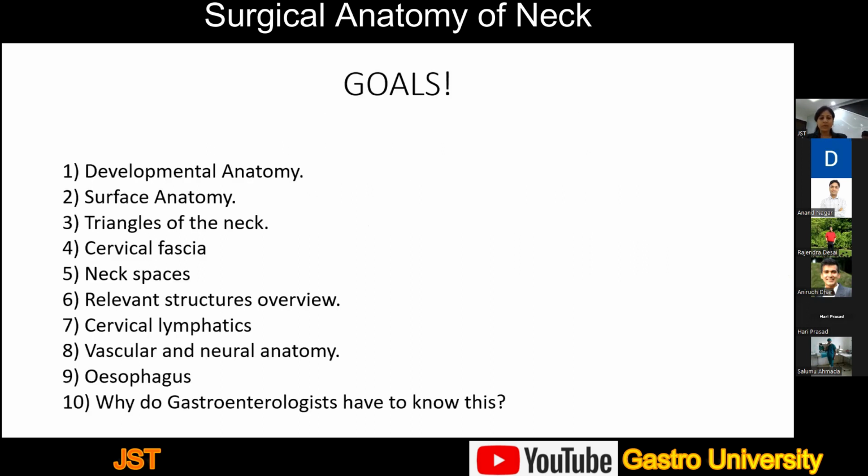Very quickly, what are we going to do in these 60 minutes that we have ahead of us? We're going to talk about the developmental anatomy, surface anatomy, triangles, fascia, spaces, relevant structures, lymphatics, vascular and neural anatomy, the esophagus, and why everyone here needs to know this. Looks like a long list, but we can be fast about this.